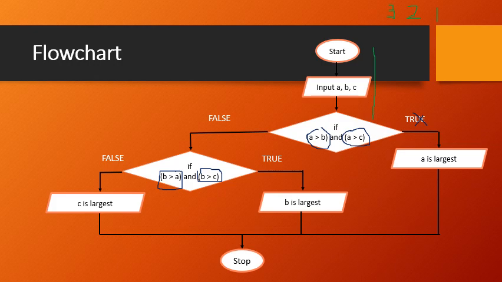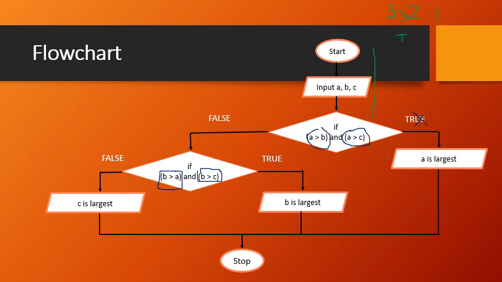A is 3, B is 2, and C is 1. Now here, check the condition. A greater than B. That is 3 greater than 2. Is it true? Yes, the condition is true here. See, I am mentioning like this. It will try to check 3 greater than 2. Yes, 3 is greater than 2.